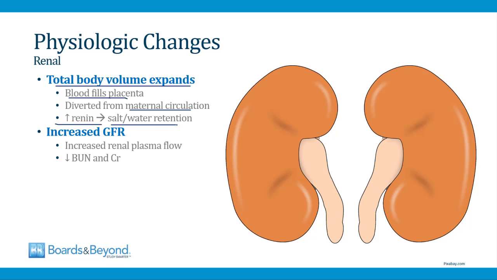They can sometimes have mild peripheral edema because of this going on. The expanded blood volume increases the GFR, so there's more plasma flow because there's more volume. So you can see a slight decrease in the BUN and the creatinine in women who are pregnant.